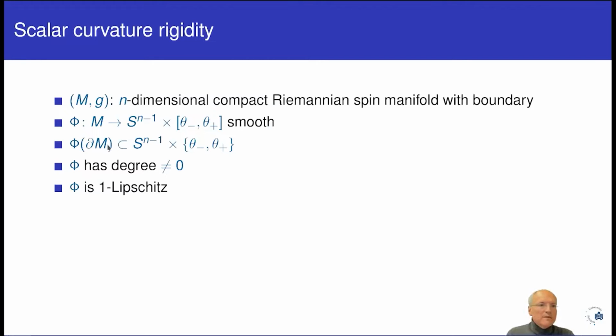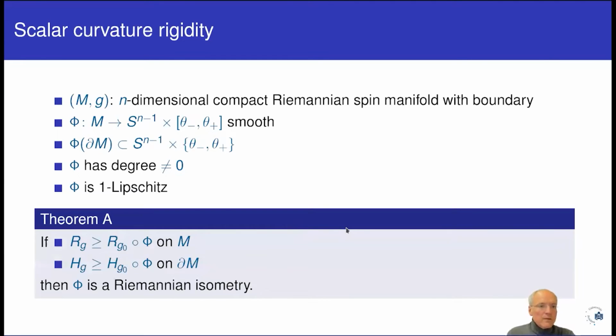And now let me pick a Riemannian manifold of dimension n, compact spin with boundary as before. I have a smooth map from that manifold to this warped product manifold. The boundary should be mapped to the boundary of the warped product metric. The map should be topologically non-trivial in the sense that it has non-trivial degree, and it should be one-Lipschitz to compare the two metrics, the one on M and the one on the warped product. So that's what I'm assuming.